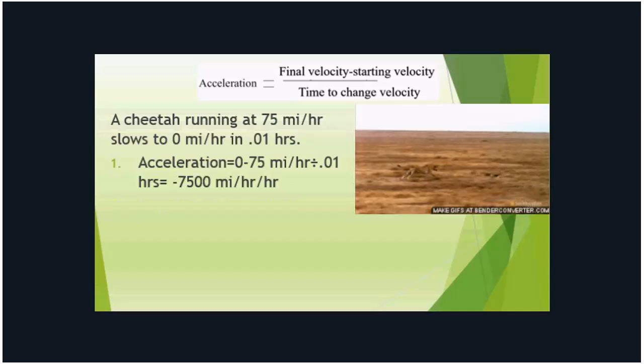0 minus 75 gives you negative 75 on your calculator. Take negative 75 divided by 0.01. It will give you negative 7,500 miles per hour per hour. It's negative because it's a negative number. It's also negative because they slowed down. They go from 75 miles an hour to 0 miles per hour in a very short amount of time.